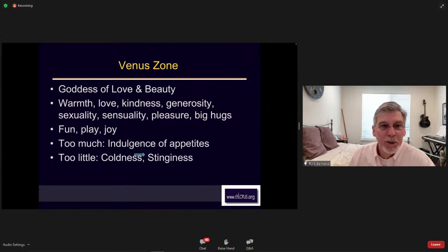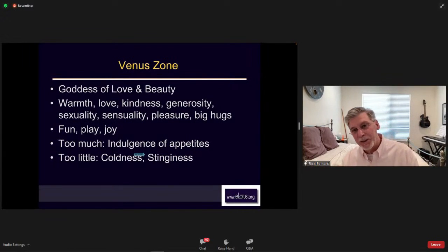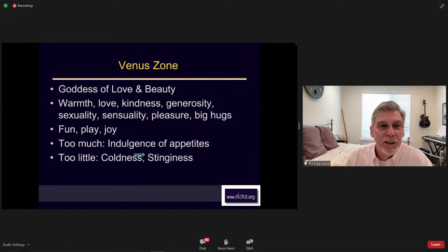Venus was the goddess of love and beauty. So love, these are all words that associate with the zone: warmth, love, kindness, generosity, sensuality, sexuality, pleasure, big hugs. So it's a person that has a strong tactile need. They need to hug. They need to touch people. They need to feel people passionately.